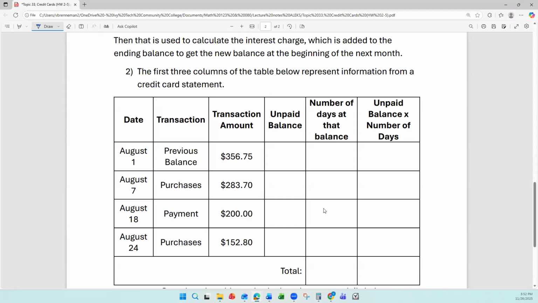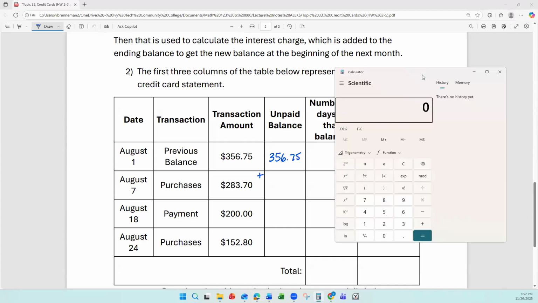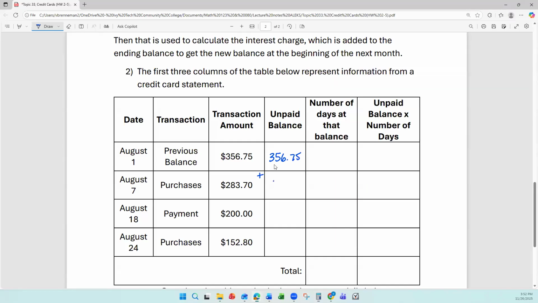I'll go column by column here. So unpaid balance, first starting out, is just the previous balance that carries over. Then we have purchases that get added, so adding the 283.70. So let's pop up a calculator here on screen. 356.75 plus 283.70 is 640.45.